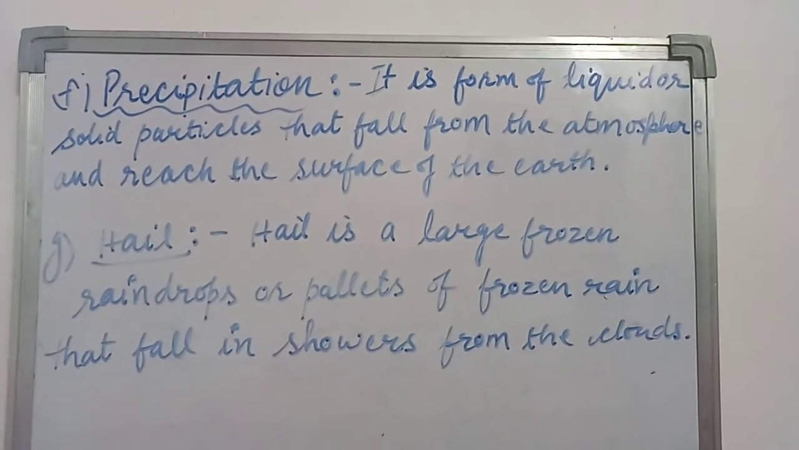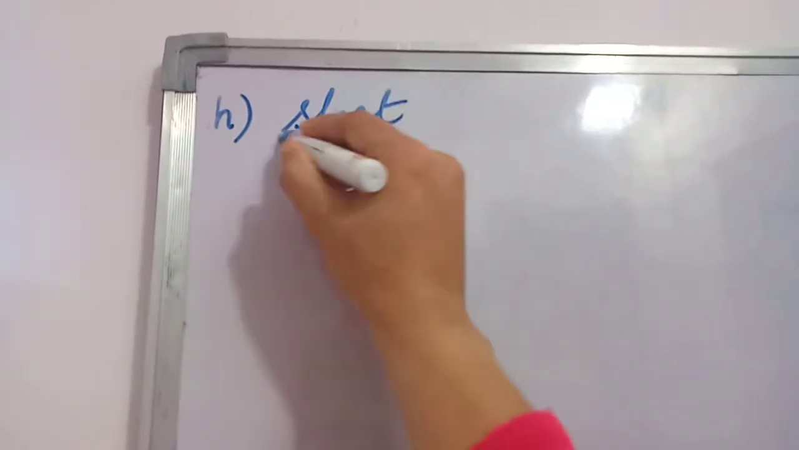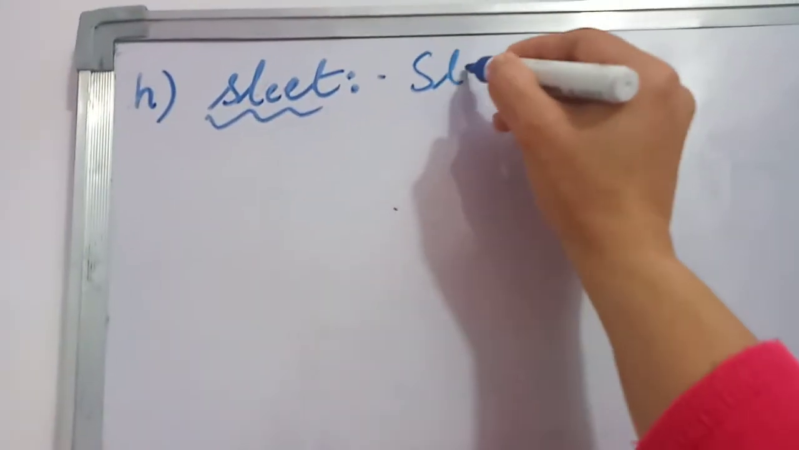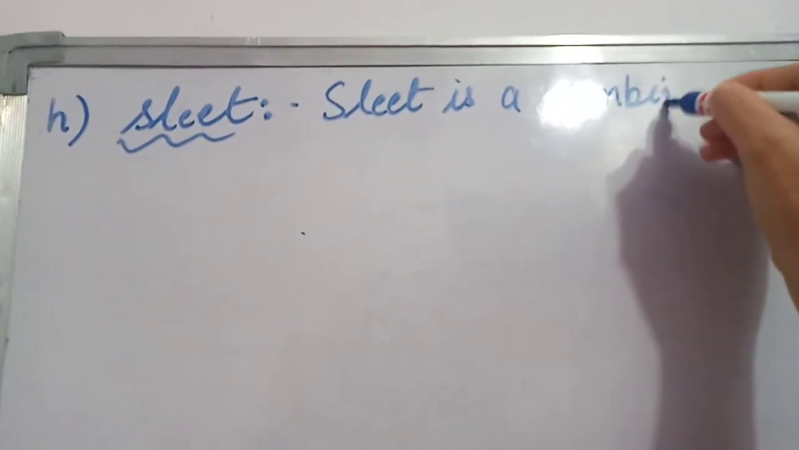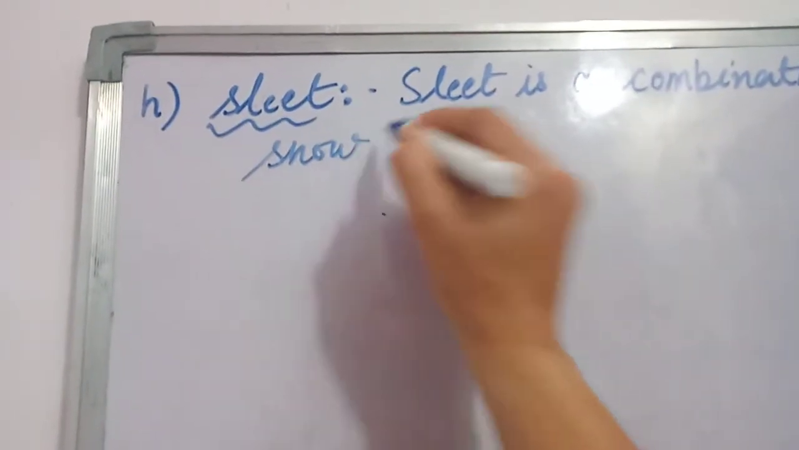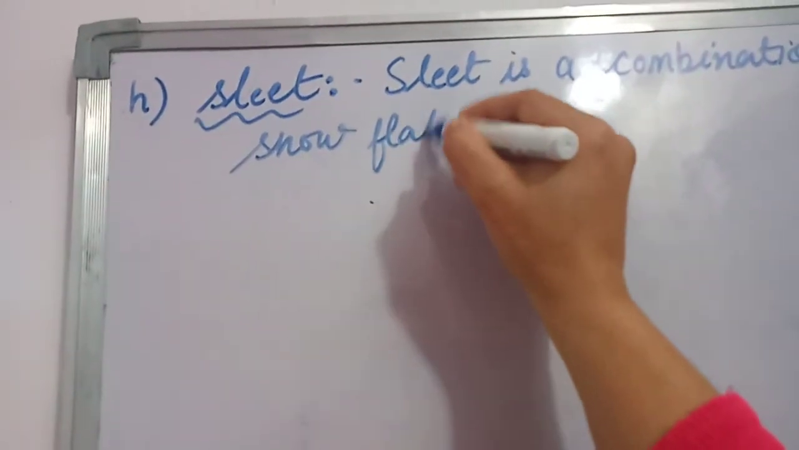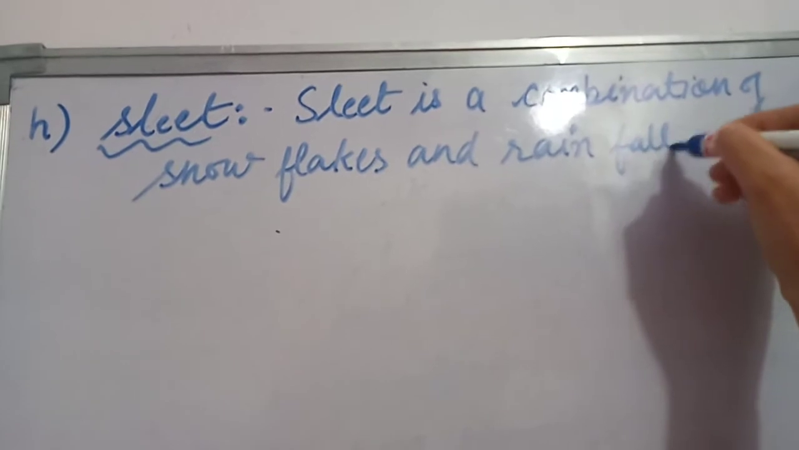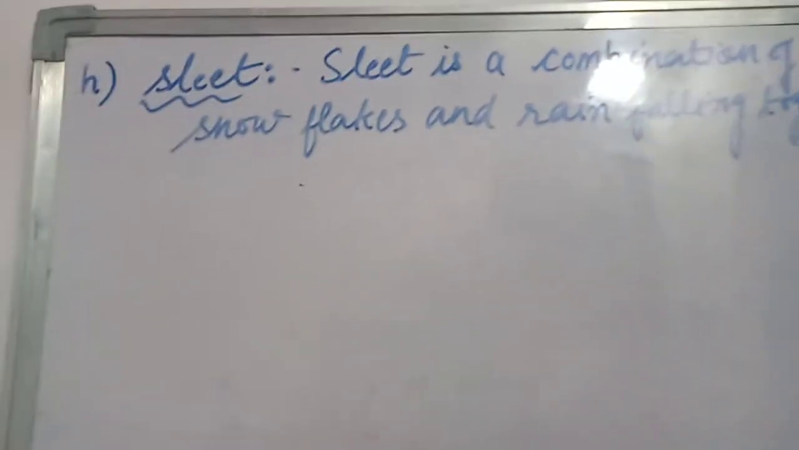The next one is sleet. What is sleet? Sleet is a combination of snow flakes and rain falling together. Clear?